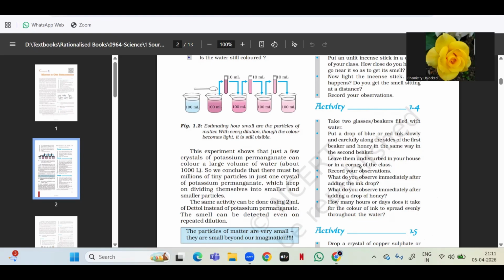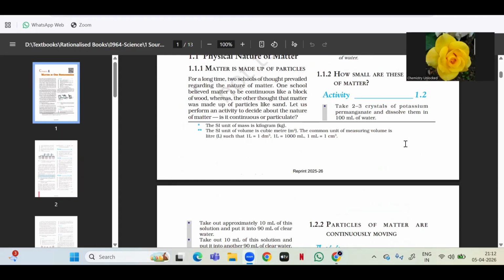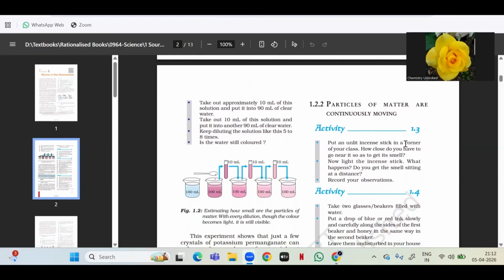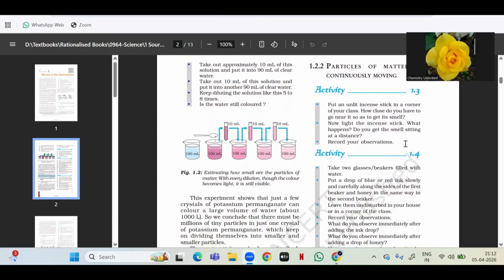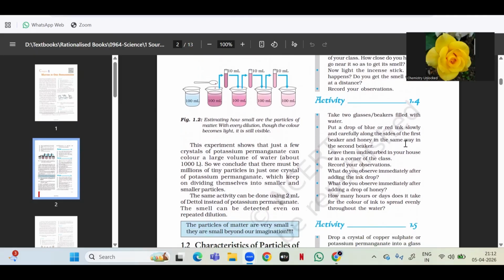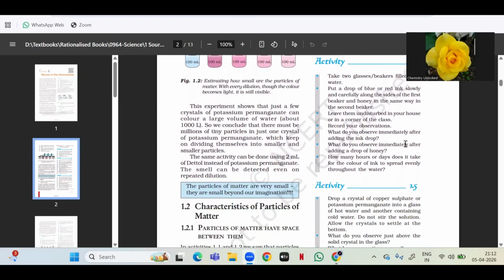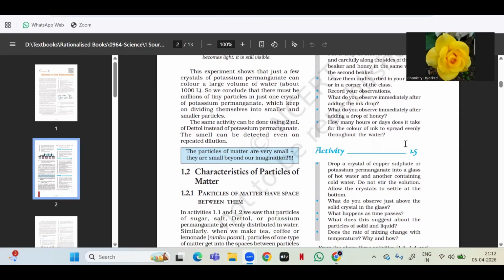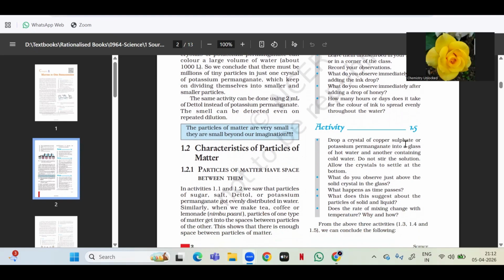So there are three activities in a row. Activity 1.3 proved that particles do move continuously. Activity 1.4 is proving that for some liquids, for some matter, the particles are moving fast, and for others like honey, the particles take time. So it depends upon the nature of the matter or the nature of the liquid. Similarly, activity 1.5. Now, what is this activity about?